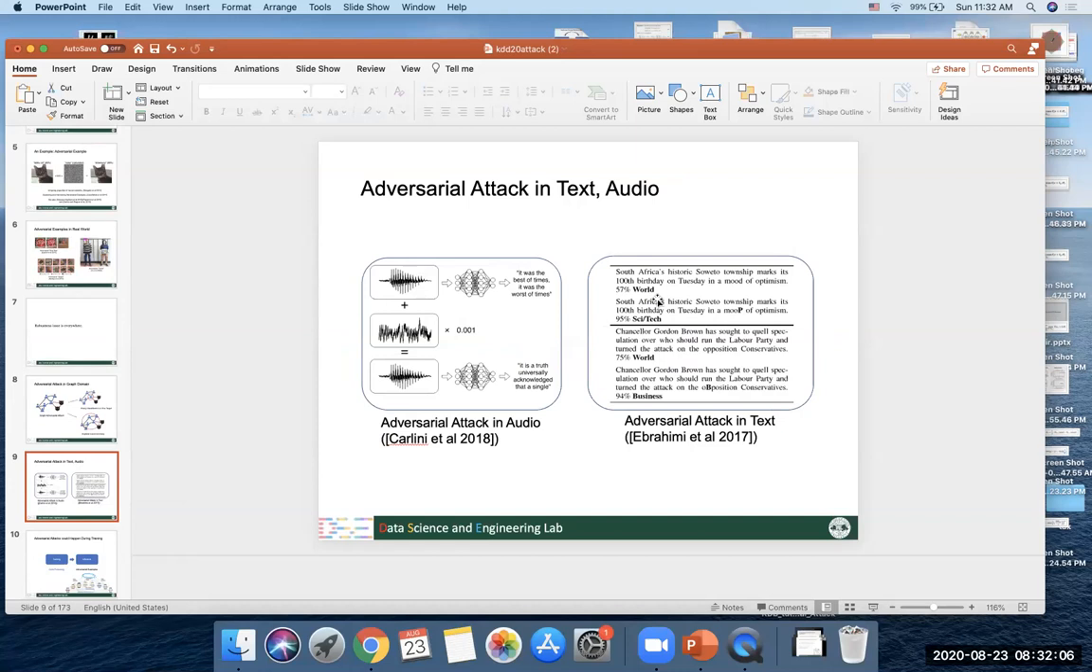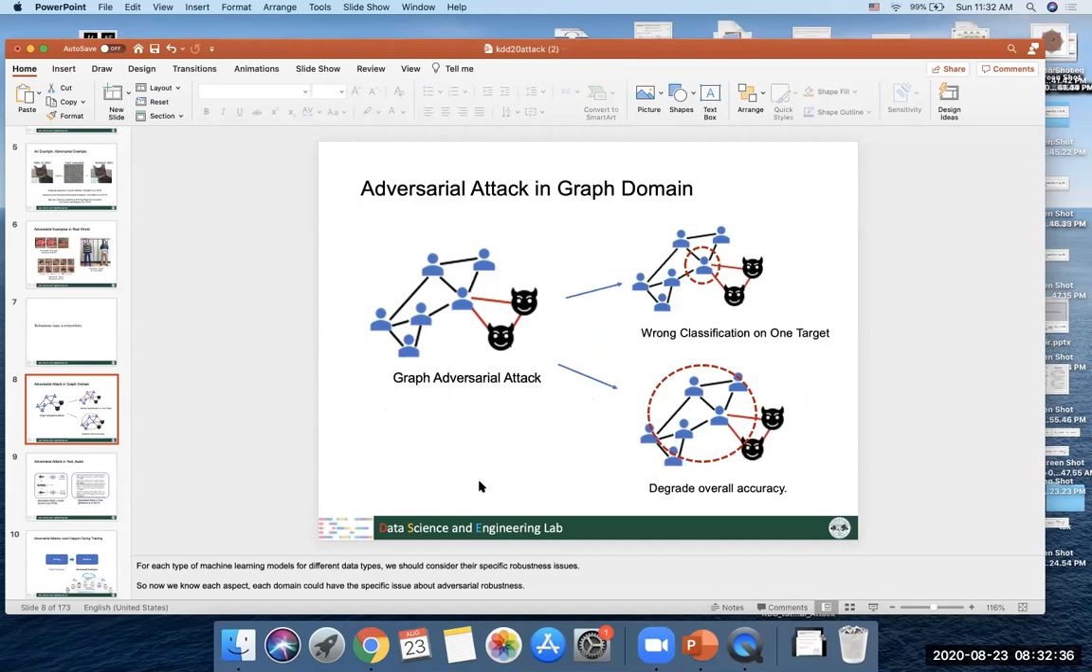We will also talk about text data. For example, you just change one letter in a paragraph, and the machine gets a wrong guess about the topic of this paragraph. You see here, change this D to a capital P, and the model gives a wrong prediction for the topic. So they are extendable. In this tutorial, we also have a detailed introduction to attacks on the graph domain. Okay, great. Thanks a lot.